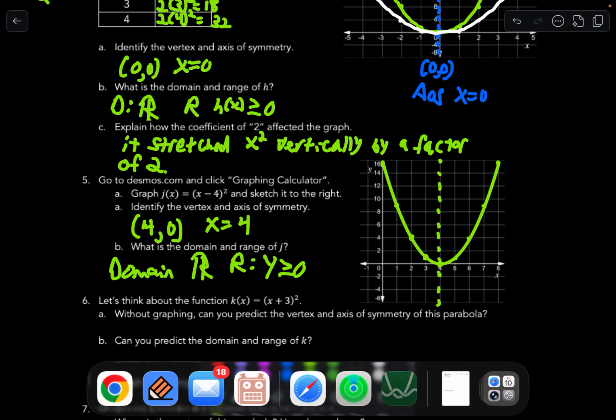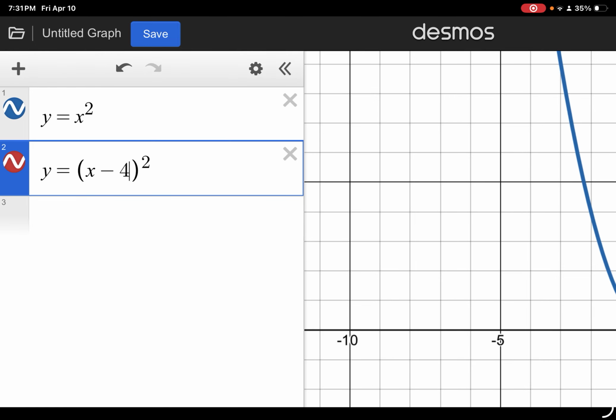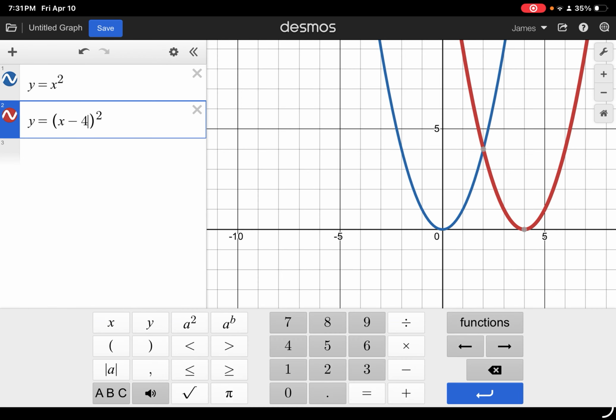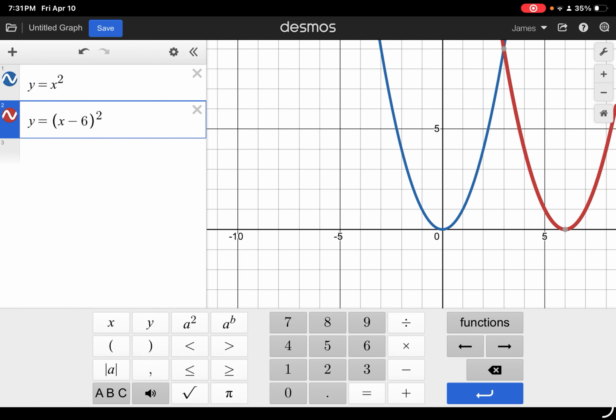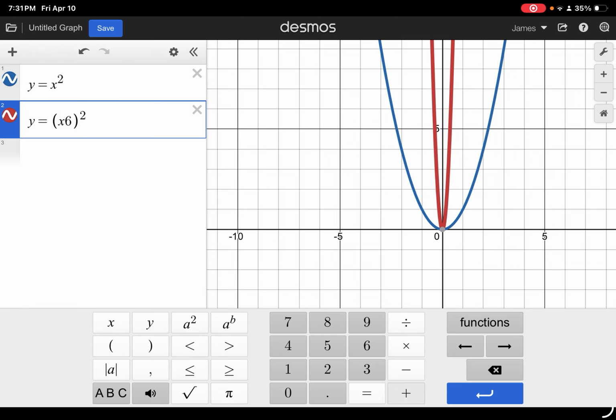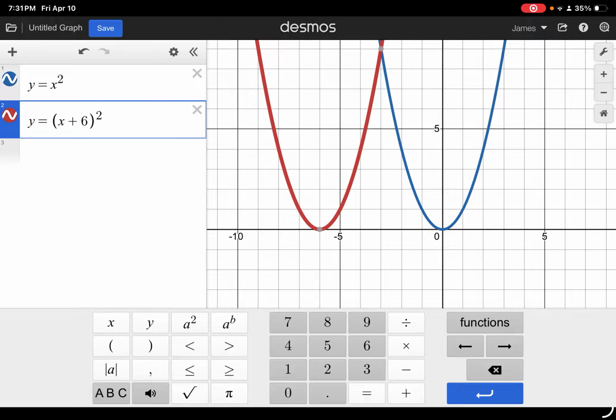So I want to show you that if we change things, like if we change that to a 1, notice the graph is shifted to the right 1. X minus 1 shifts the graph to the right 1. Everything else is the same. If we change that to 6, it shifted the graph to the right 6. What do you think would shift it to the left? Well, instead of minus 6, if we make that plus 6, notice now it's shifted to the left.